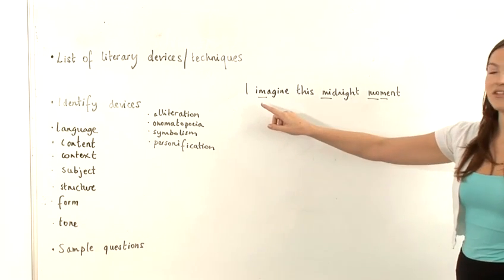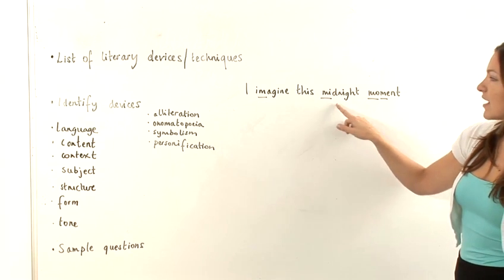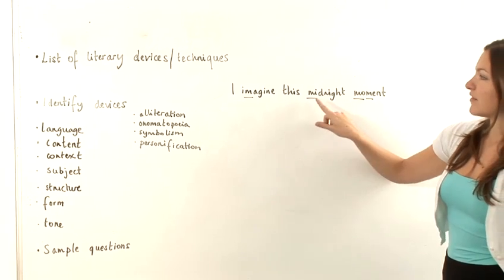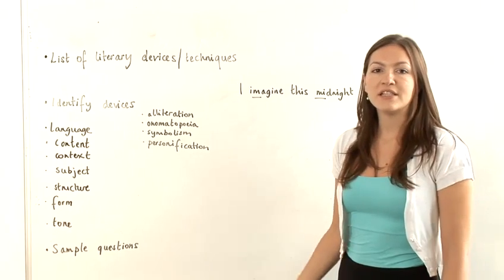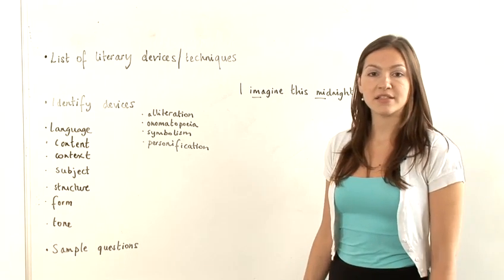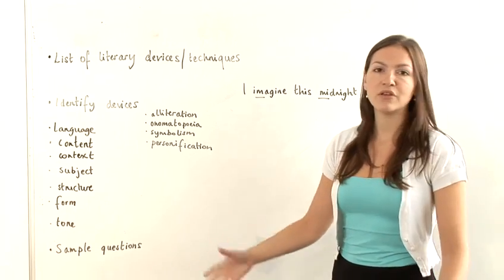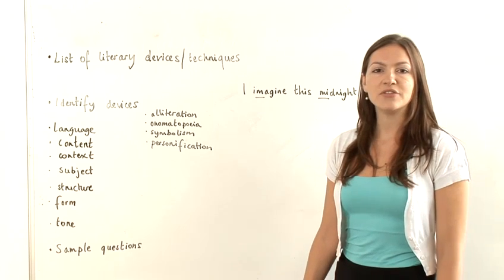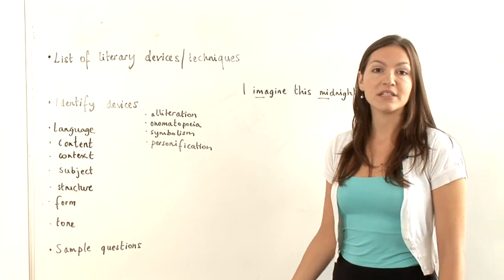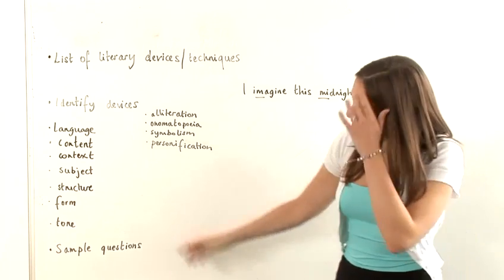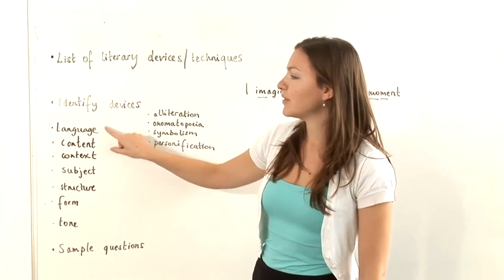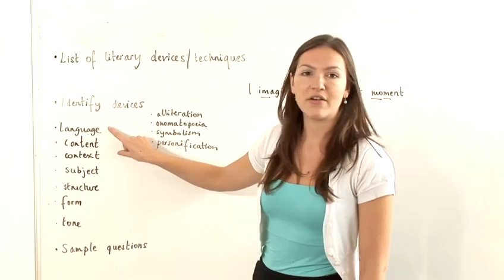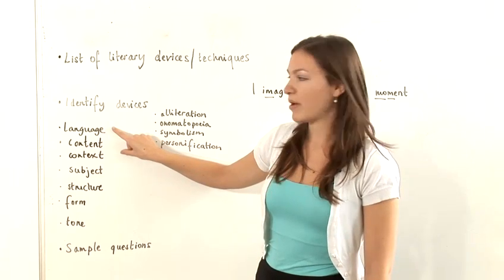An example of alliteration here: "I imagine this midnight moment." So you'd identify that these M's are alliterated, and then you'd state why, using device, purpose, effect. Device, alliteration; the purpose, you choose that with the student; and then you state what the effect is, what the poet's desired effect was. And this covers the language of the poem. This helps to identify what is necessary to write about the language of the poem.